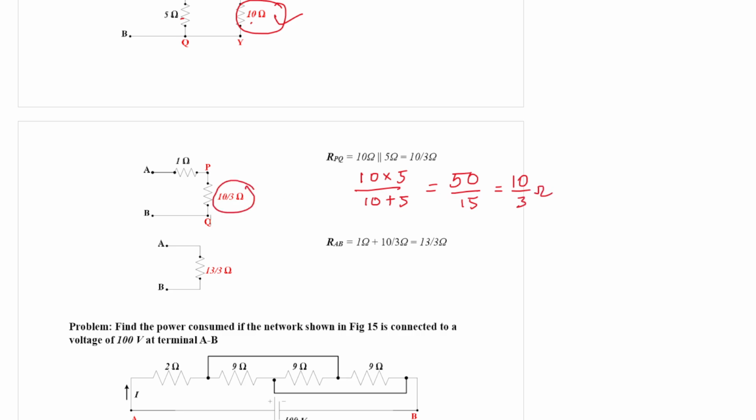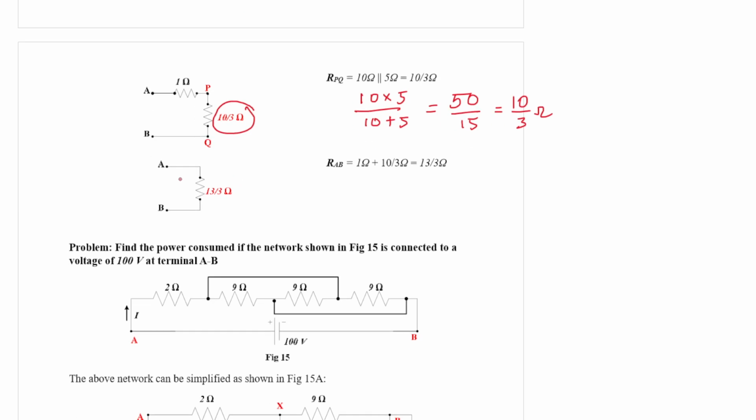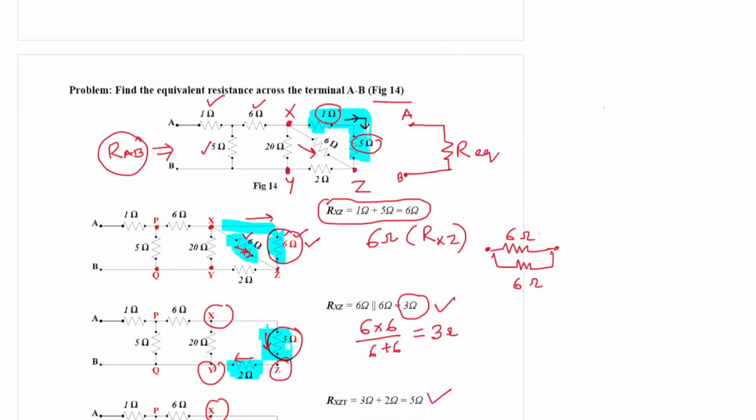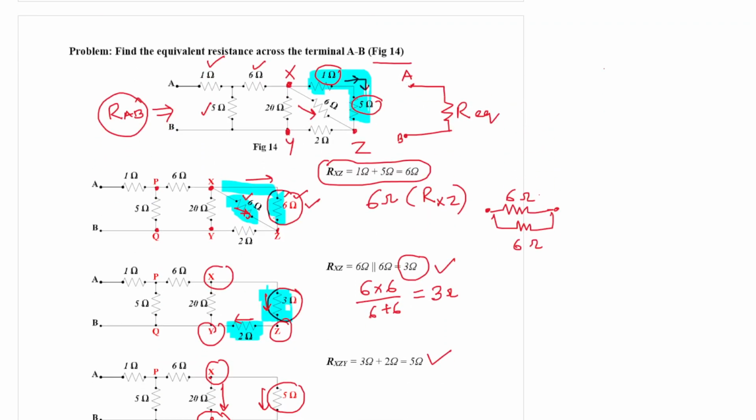Now the final step, you can see this 1 ohm and 10 by 3 ohm are in series. So the equivalent resistance across AB is the summation of these two because they are in series, 1 ohm plus 10 by 3, so it will be 13 by 3 ohm. So if you have a complex network like this, by reducing the network using the series combination and parallel combination, the R equivalent is found to be 13 by 3 ohm.